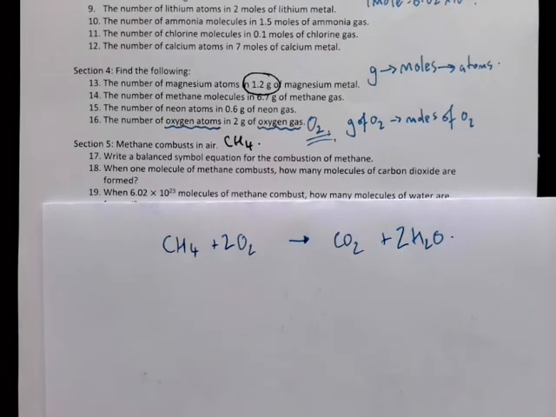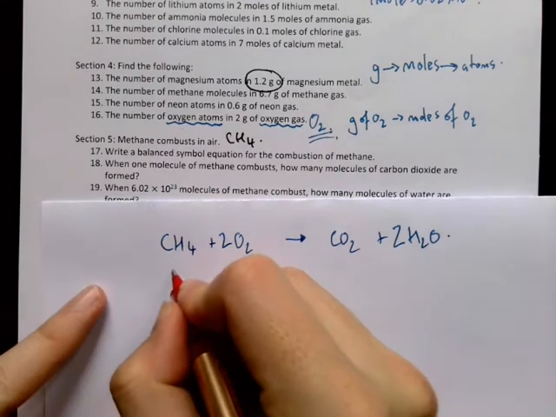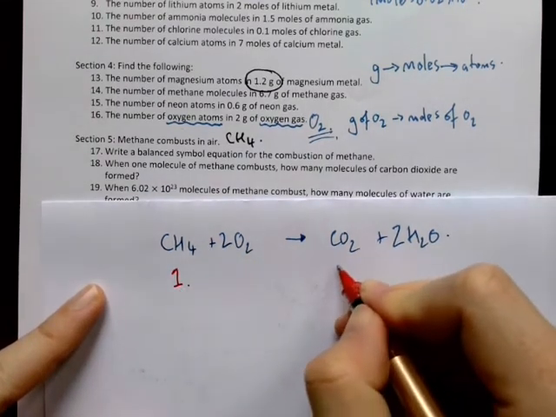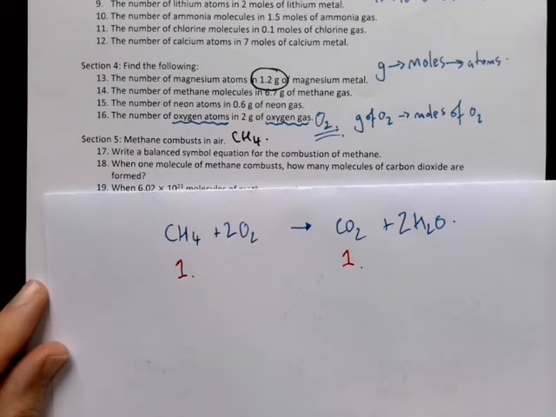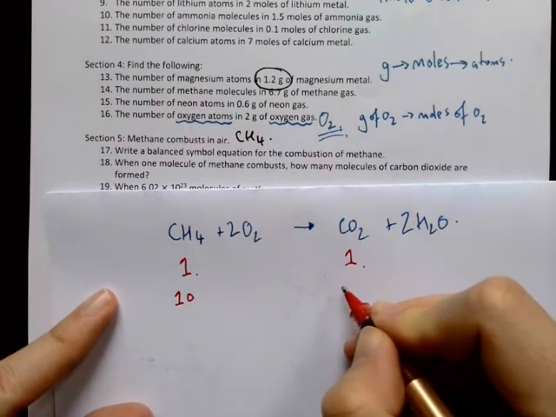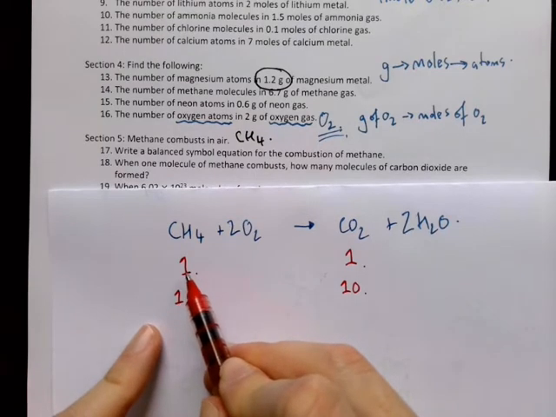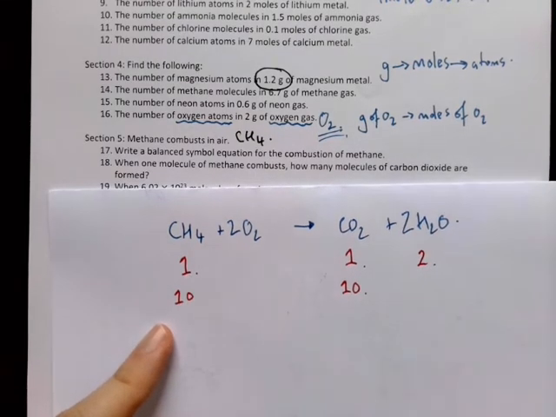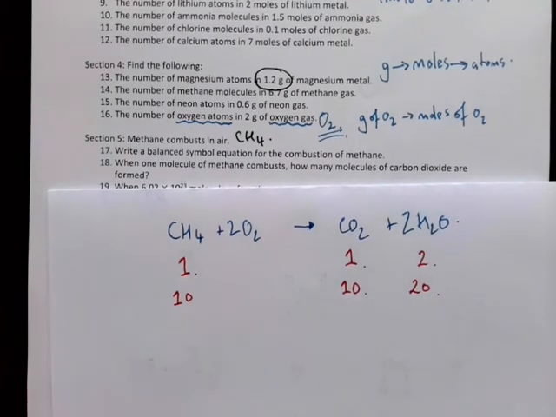Now, this equation tells us some very interesting things. All right, it tells us that if I have 1 molecule of methane, I will make 1 molecule of carbon dioxide. If I have, let's say, 10 molecules of methane, I will make 10 molecules of carbon dioxide. But it also tells me something else. It tells me if I have 1 molecule of methane, I will make 2 molecules of water. If I have 10 molecules of methane, I will make 20 molecules of water.